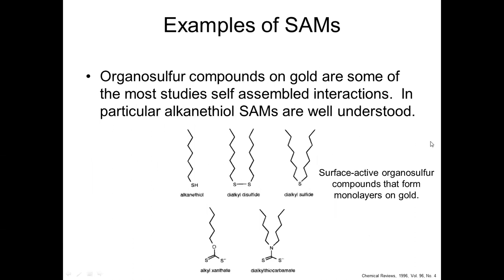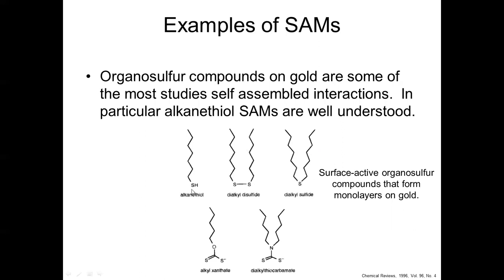So some popular examples: organosulfur compounds on gold are probably the most popular self-assembled units, at least that I read about in literature, and these are called alkanethiols. And these are very well understood. There are different versions of this alkanethiol, and what these alkanethiols offer is different energies at the surface. So naturally, if we have more than one sulfur head or bond at the surface, we're going to be able to bond better than a single head.